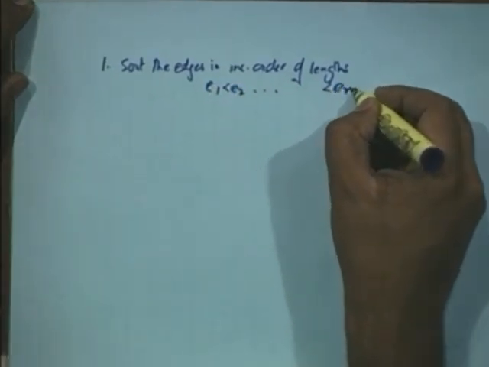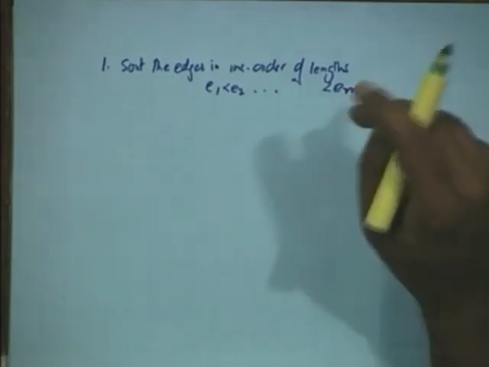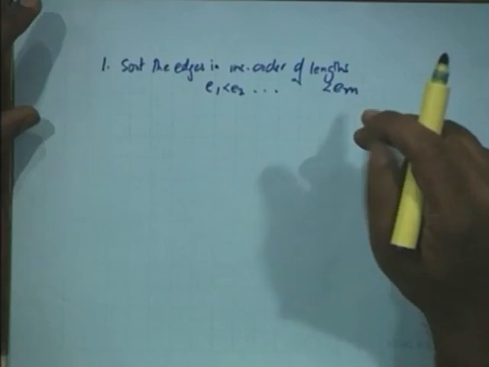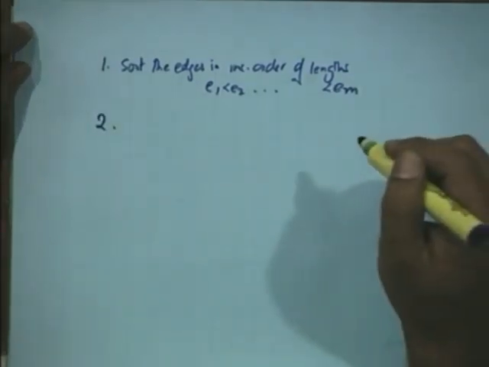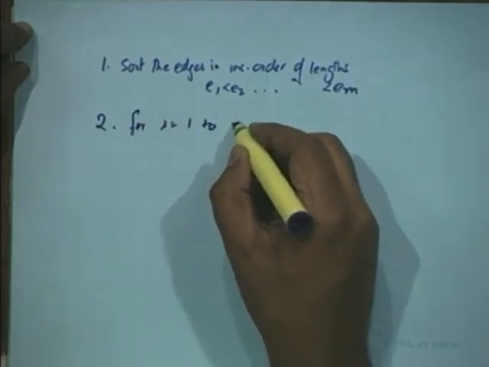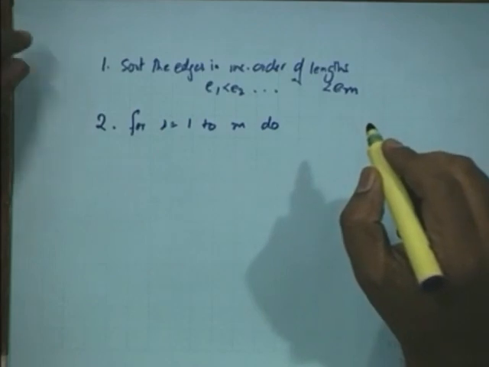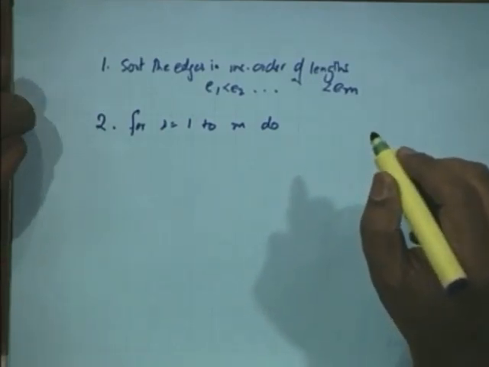And let us say this ordering is E1, E2. Please do not confuse this E with the element E that I had on the previous slide. This E corresponds to edges and the previous one was elements, so we will keep these separate. Now what should I do? For i equals 1 to m do, I pick an edge. What is the edge? Ei. I am considering the edge Ei.